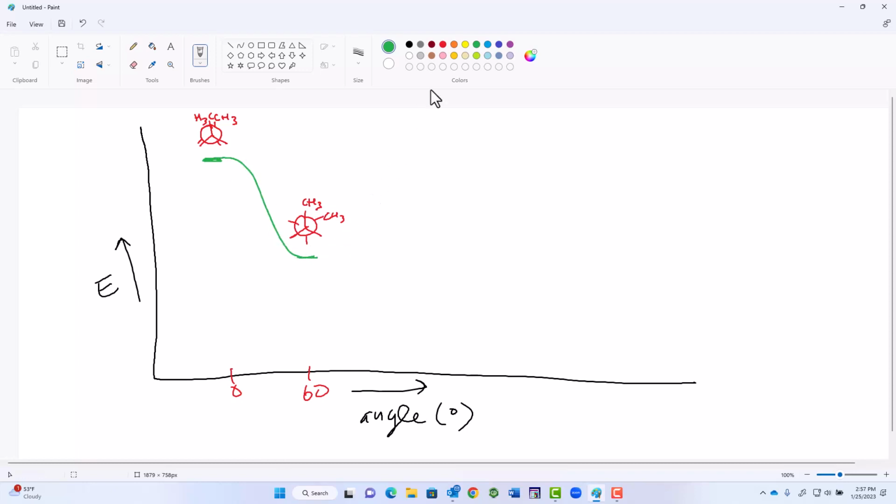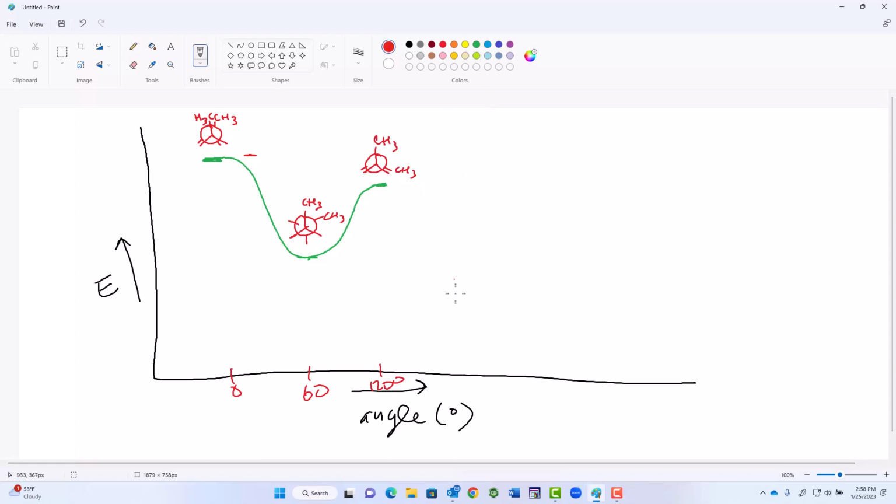We're then going to rotate to 120 degrees, where we're going to be eclipsed again, but this time it's going to be a little bit lower in energy than the first eclipsing interaction, because we are not eclipsing the large groups, we're eclipsing a large group with a small group, so this CH3 is over here. So this is going to be slightly lower in energy than the original eclipsing interaction. It's still going to be a peak though, because it is eclipsed.